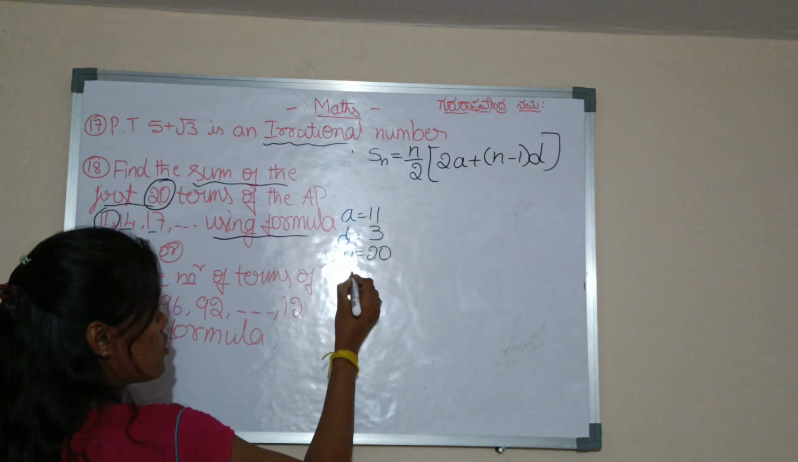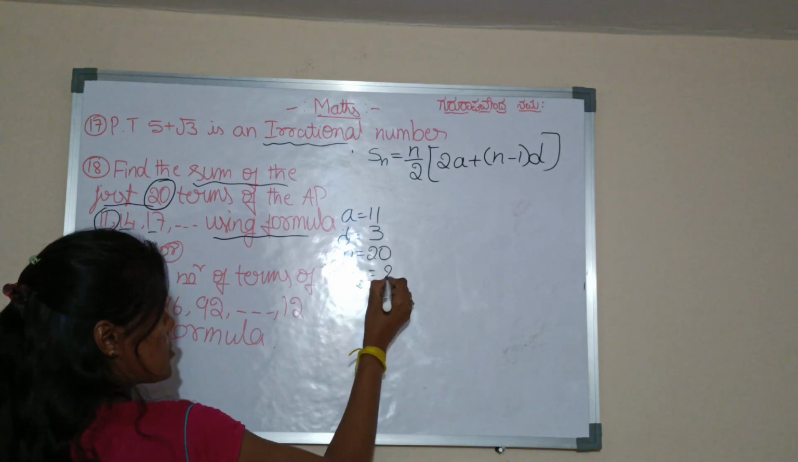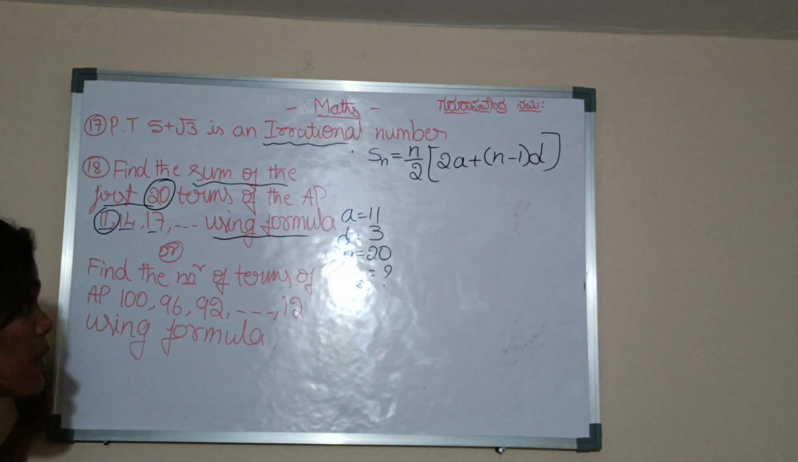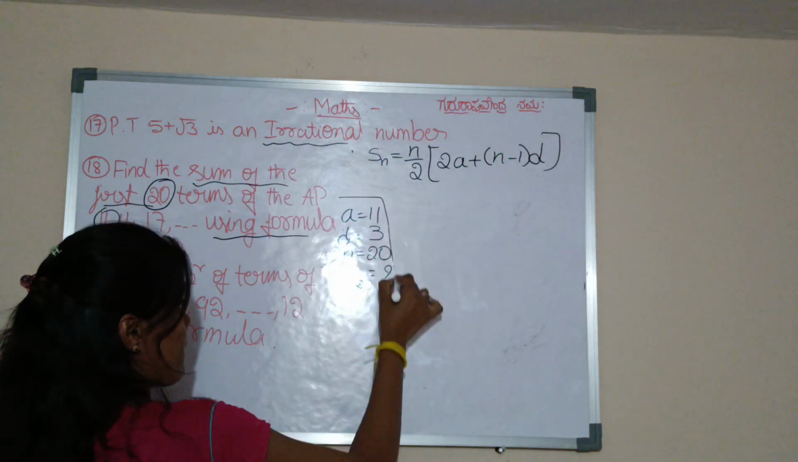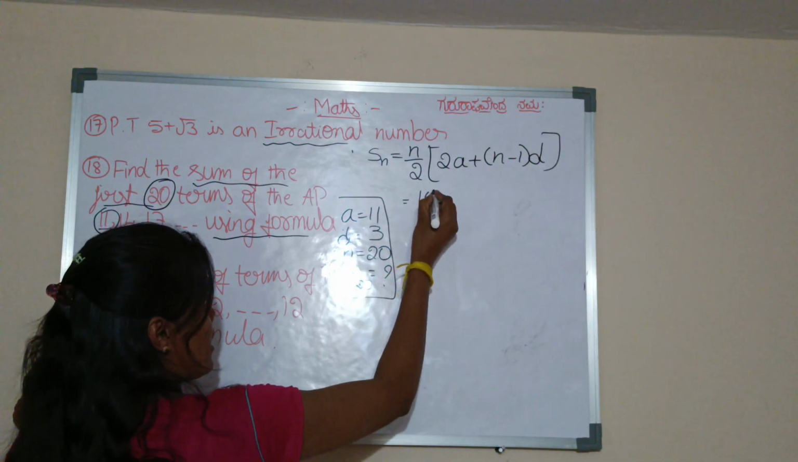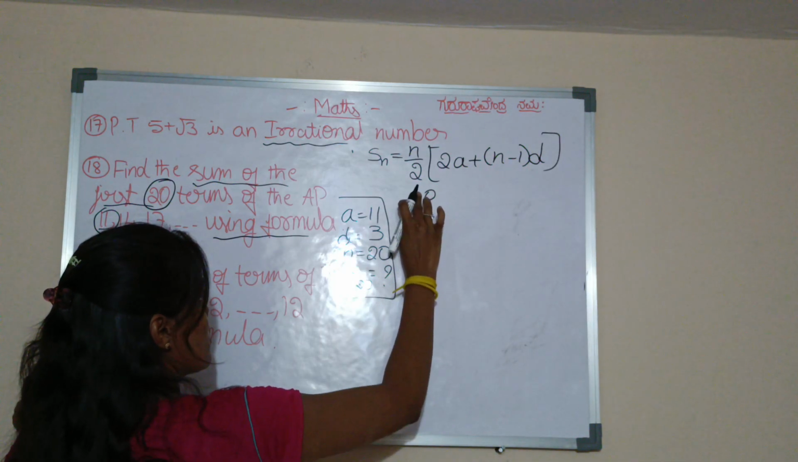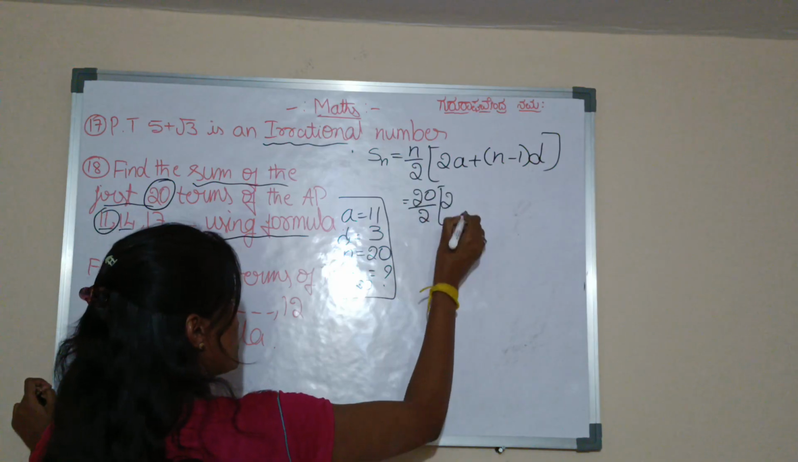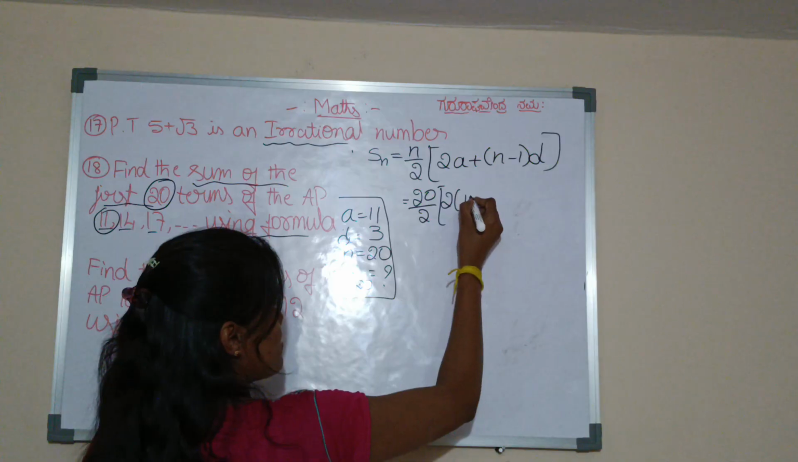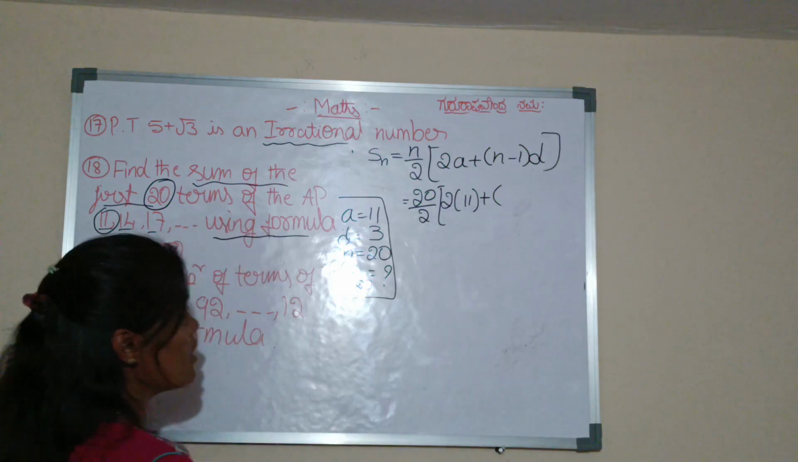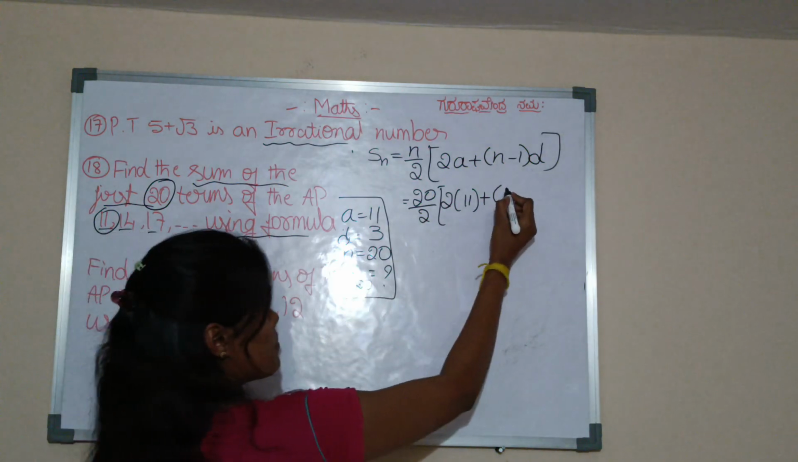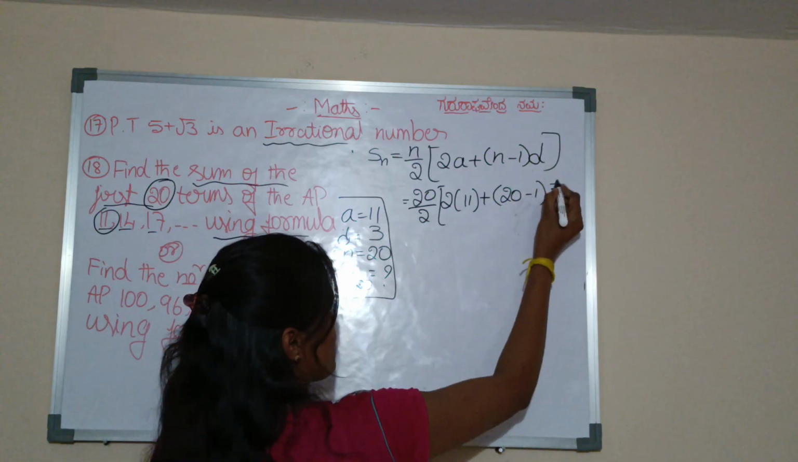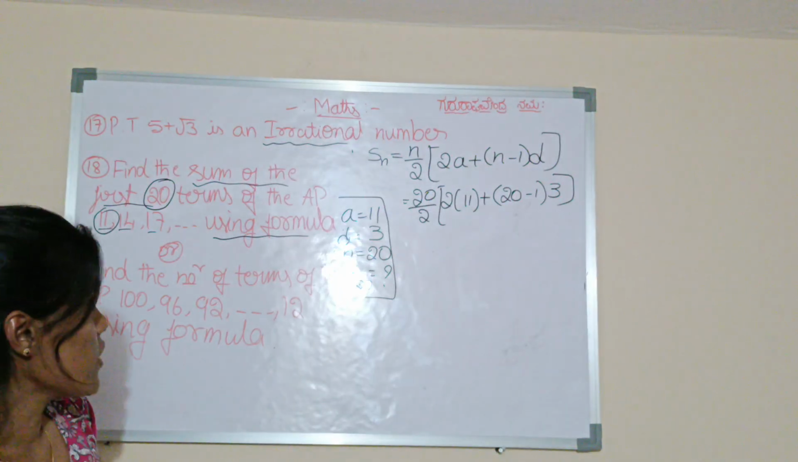What we have to find out is S20. Put the respective values into the formula: 20 by 2, into 2 into the A value 11, plus N value 20 minus 1, into D value 3. Then go with the simplification part.